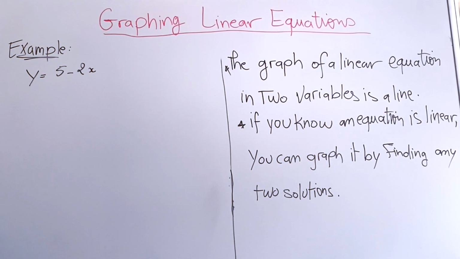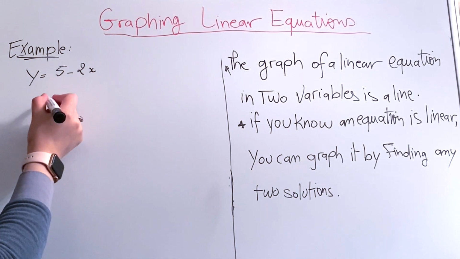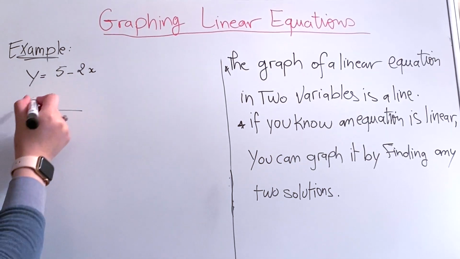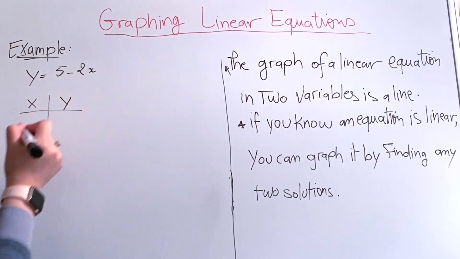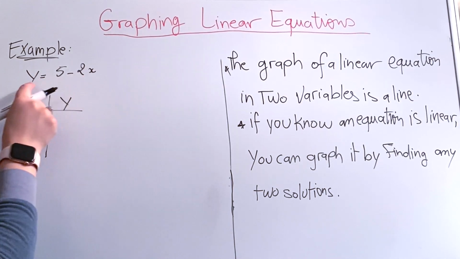Now let's move to how to graph a linear equation. To graph a linear equation, there are 3 ways, and I'm gonna start with the basic one, the table method. So we have, for example, y equal to 5 minus 2x. We draw a table, we write x on one side and y on the other side, and we replace x with numbers to find y.